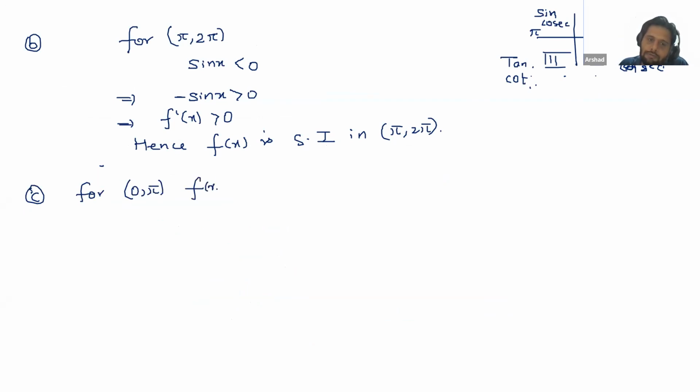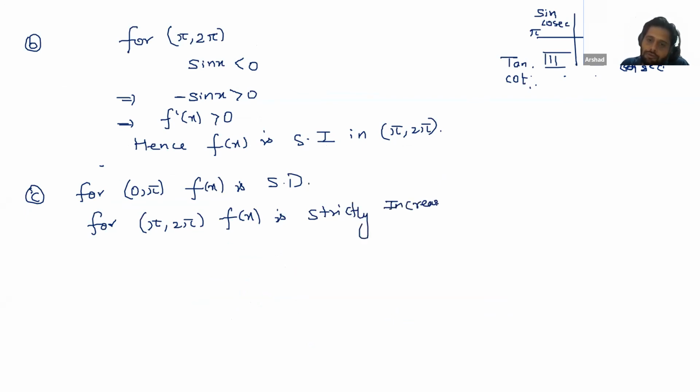f(x) is strictly decreasing. For pi to 2 pi, f(x) is strictly increasing. So what about this in the complete interval? 0 to pi is strictly decreasing, pi to 2 pi is strictly increasing. So for 0 to 2 pi, neither increasing nor decreasing.